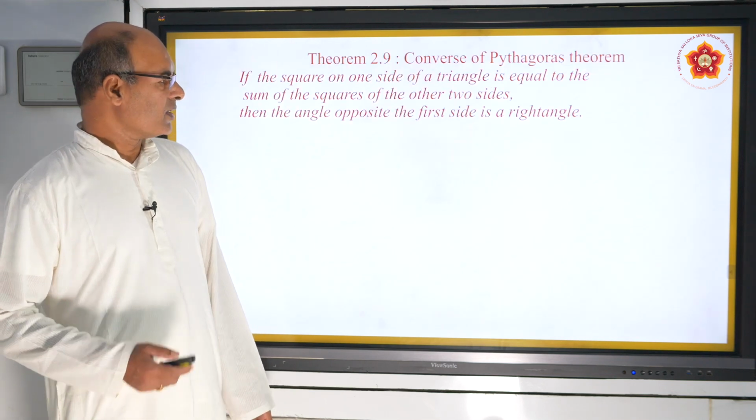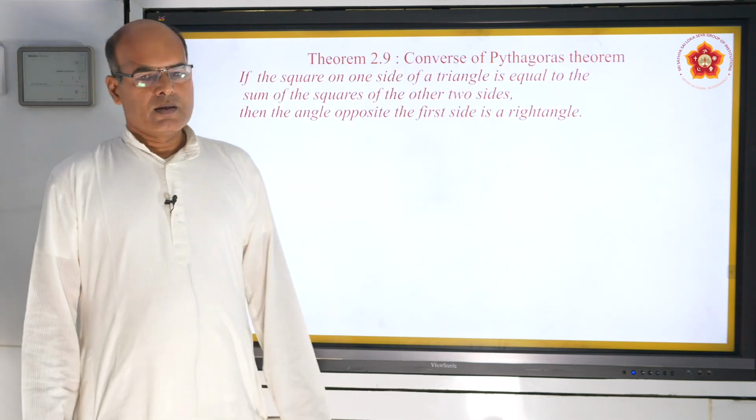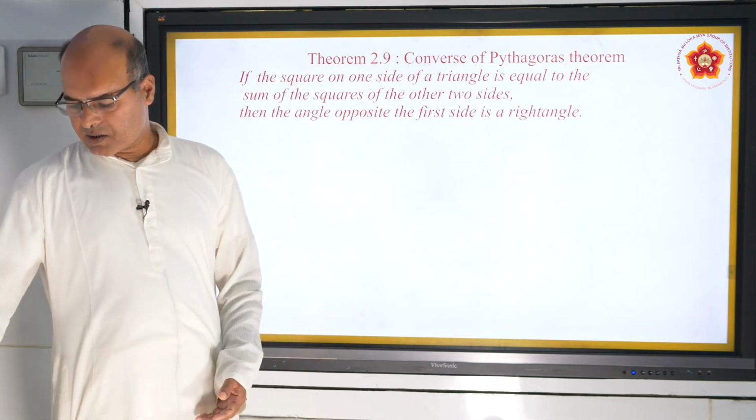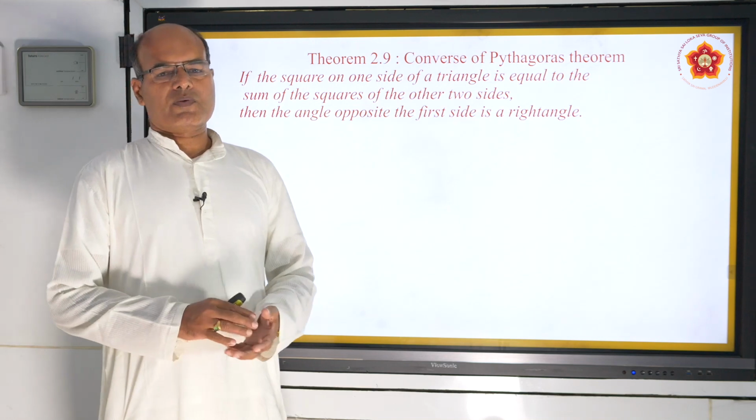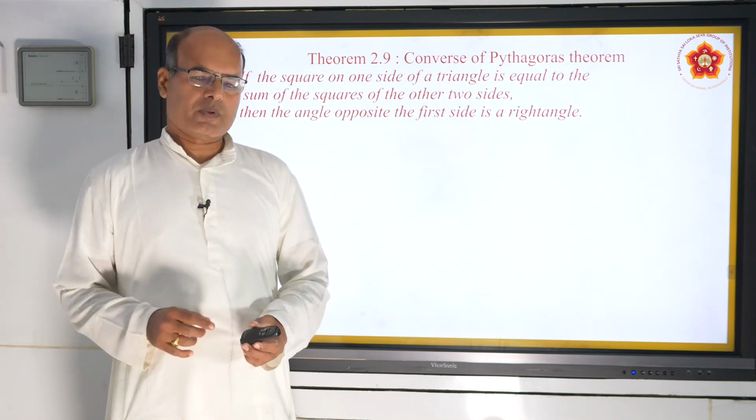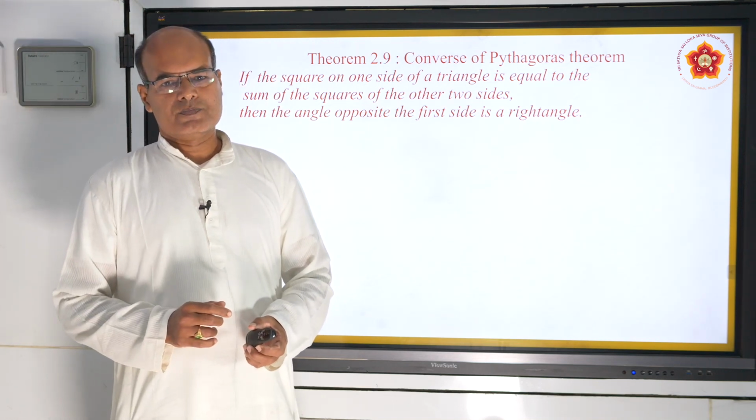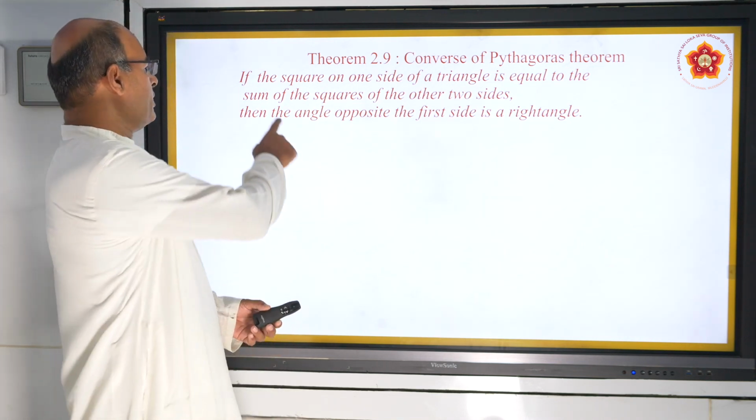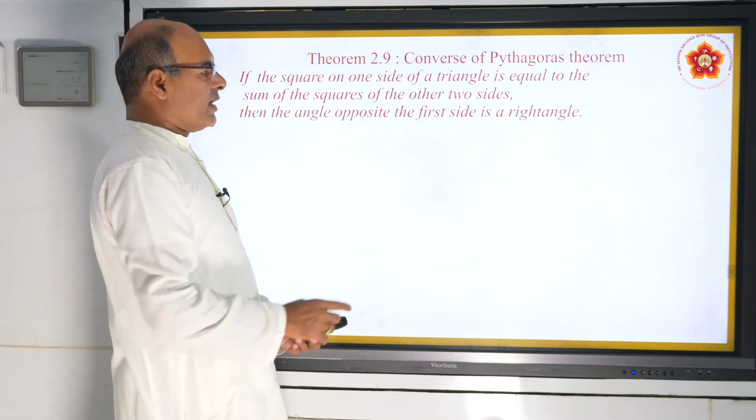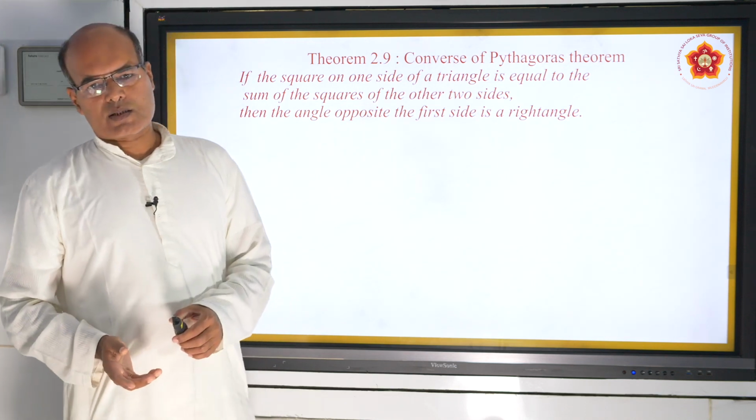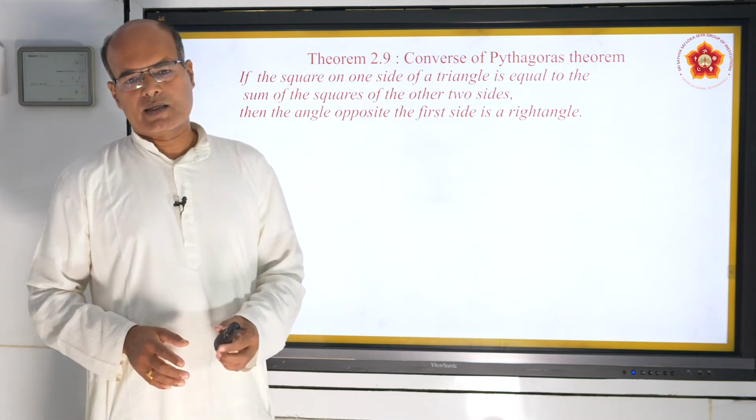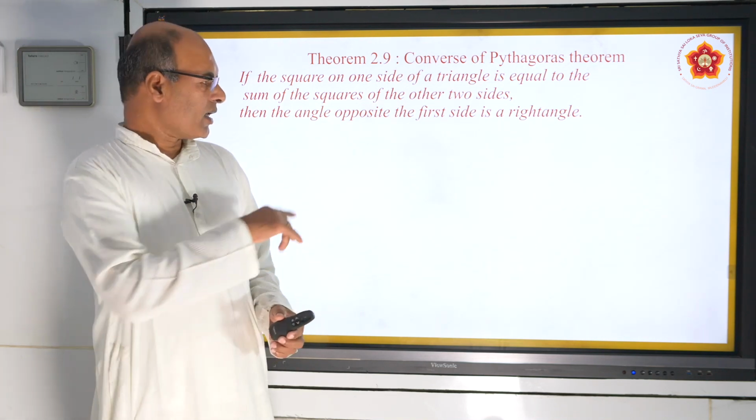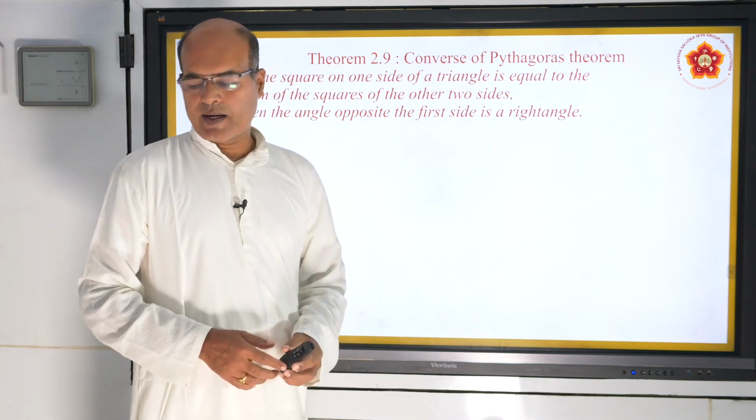Now go to the converse of the theorem. We know that the converse of a theorem is obtained if we interchange the hypothesis part and the conclusion part; the statement obtained is called the converse of the theorem. Here we have to assume that the square of one side of a triangle is equal to the sum of the squares on the other two sides. Then we have to prove that the triangle is a right angle triangle.